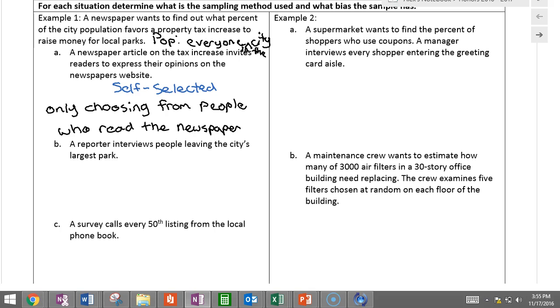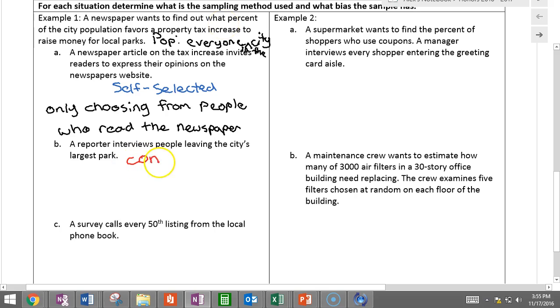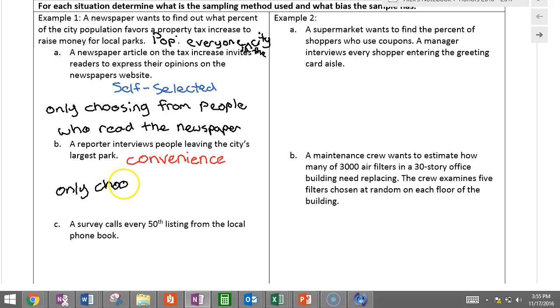For B, a reporter interviews people leaving the city's largest park. This is a convenience sample. He's just standing on the street talking to people, just using people that walk by as they leave the park. And our bias for this one is it's only choosing people who go to the park. Again, not everyone in the whole city goes to the park, so it's not representative of your whole population.